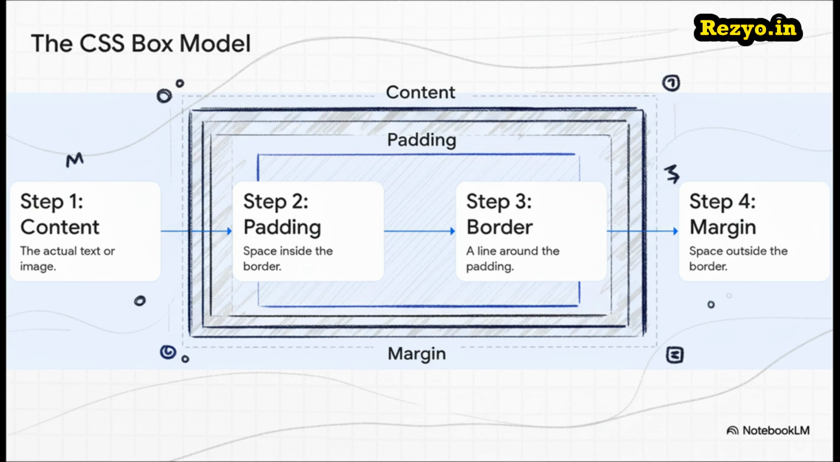Okay, this right here is probably one of the most important concepts in all of CSS. It's called the box model. Just imagine that every single thing on a web page is inside an invisible box. From the inside out, you've got your content, your text or image. Then you've got padding, which is empty space inside the box. Then comes the border, the line you can actually see. And finally, on the very outside, you have the margin, which is the empty space that pushes other boxes away. If you get this, you can build any layout you want.